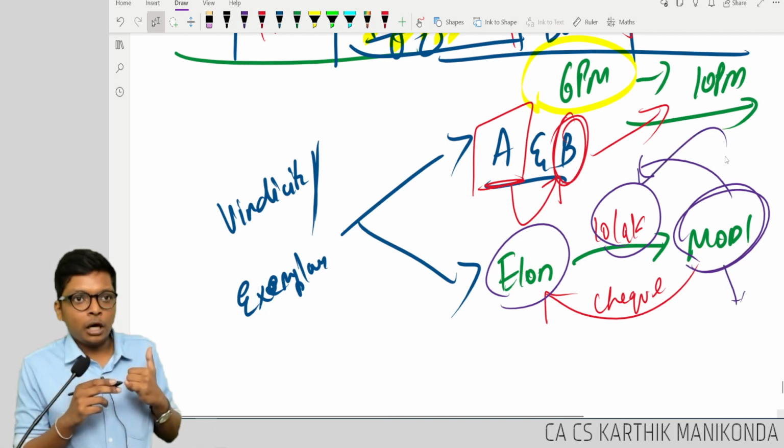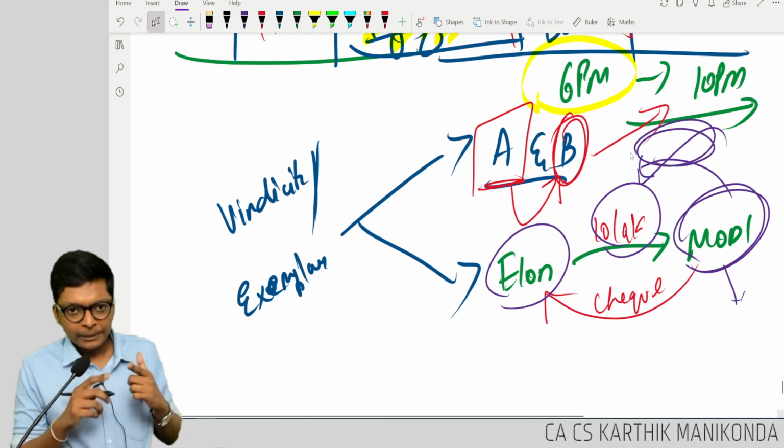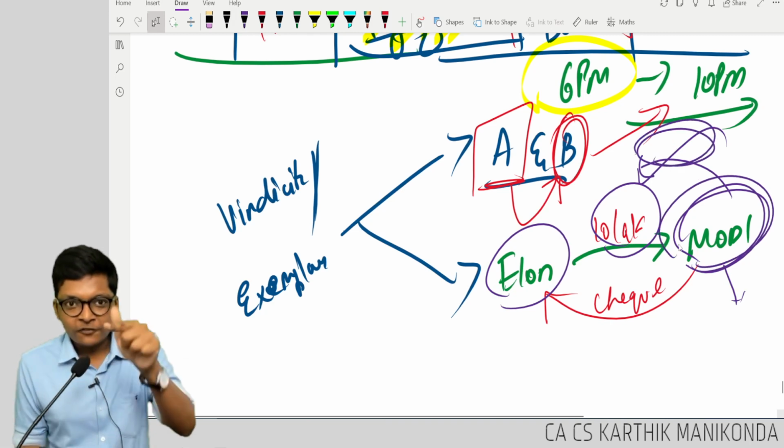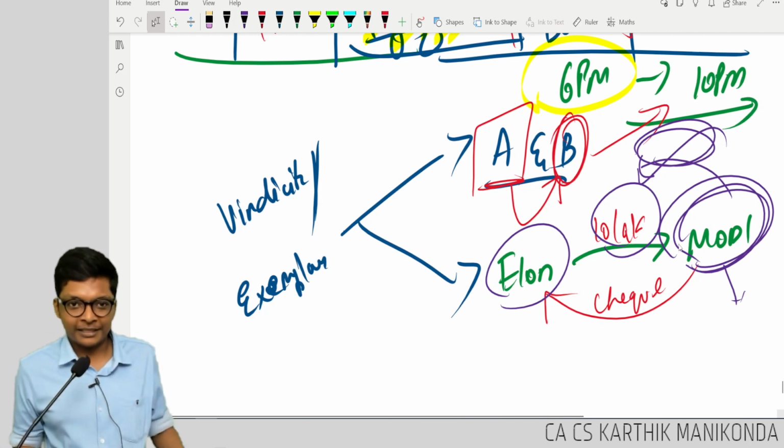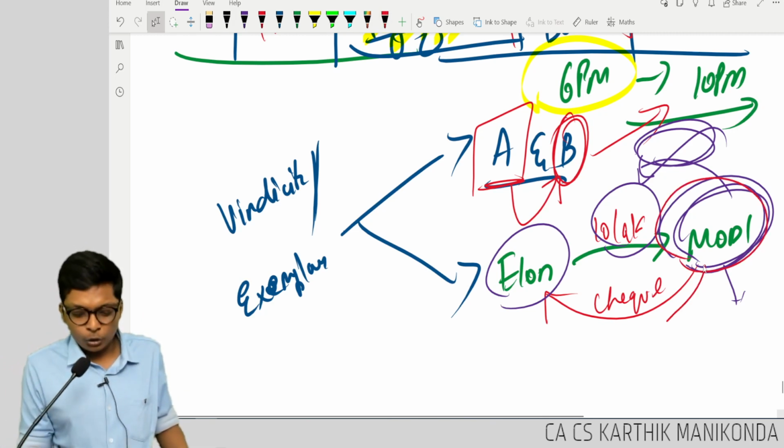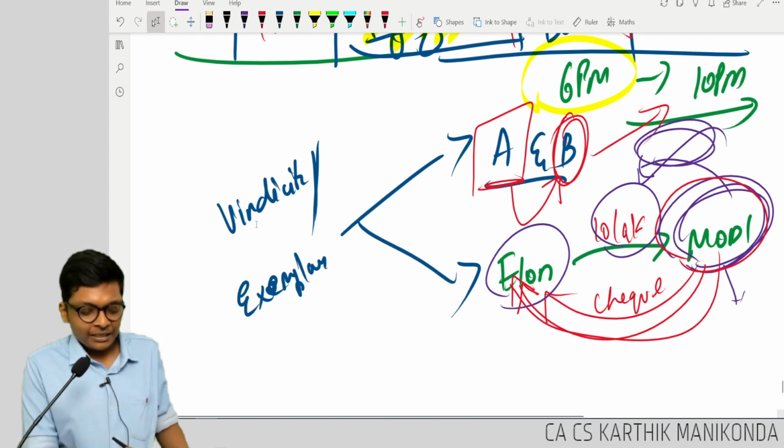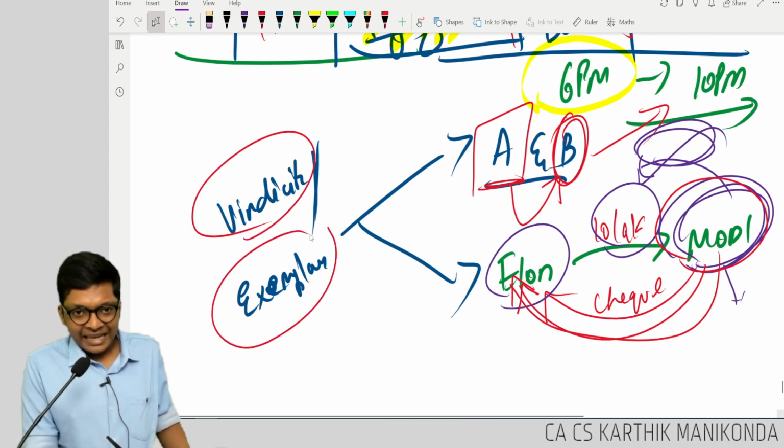Now, here it's not about the money. Because of the bank's mistake, again, the reputation of Modi ji is spoiled. Very important. Correct? So, reputation is spoiled, that too against some other person. So, Modi ji can file a case on Elon Musk under vindictive or exemplary damages.